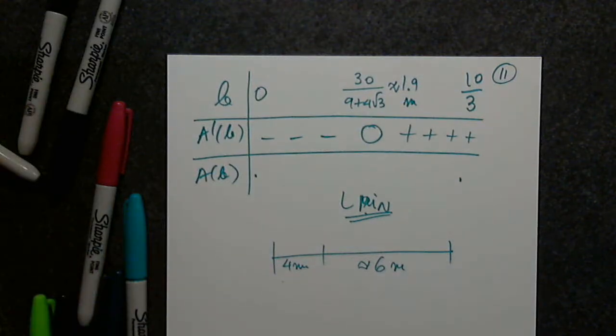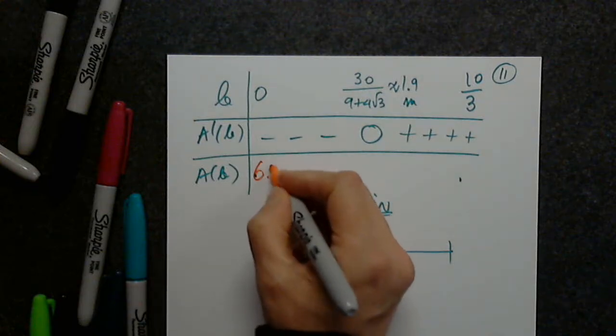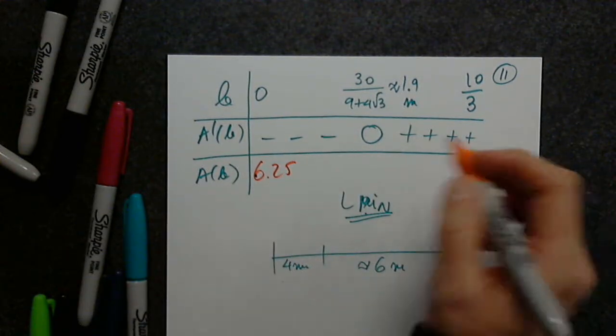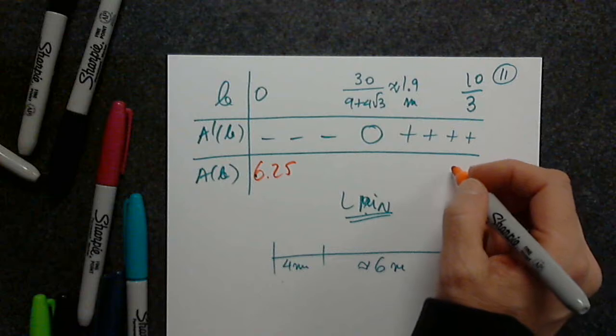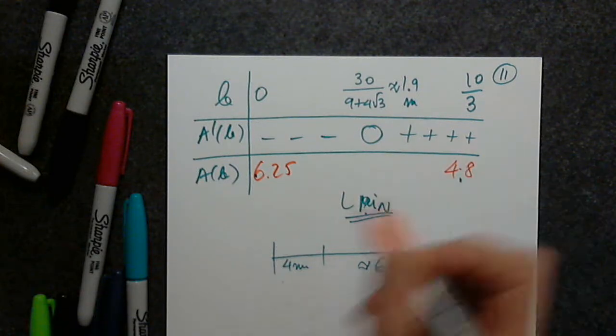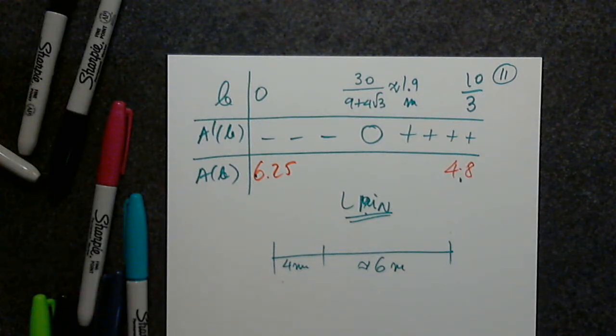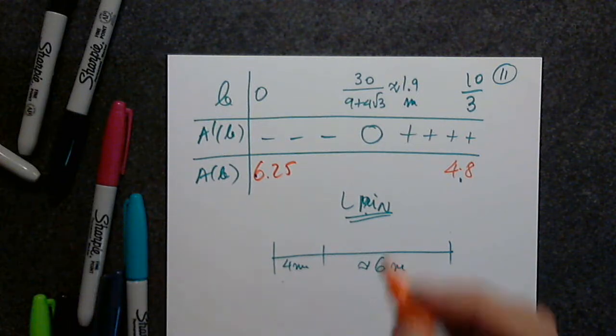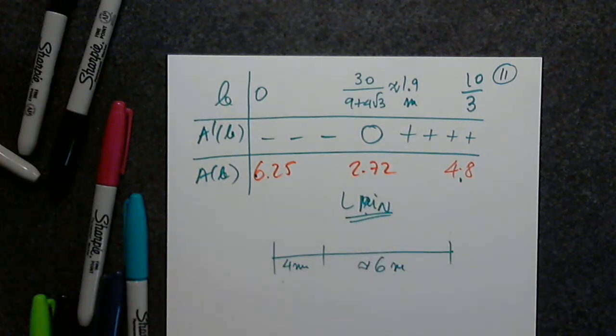Okay, so then the first one is 6.25. This is square meters, of course. And this is 4.8. And I also want to determine this minimum. Sorry, 1.9. 2.72. Okay, so let's discuss this now.